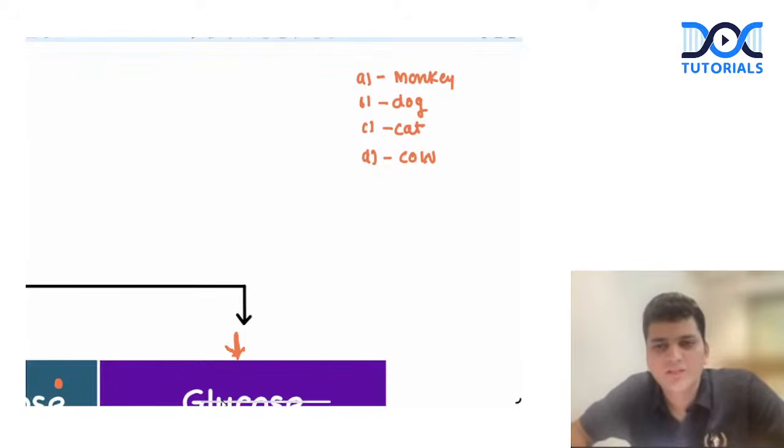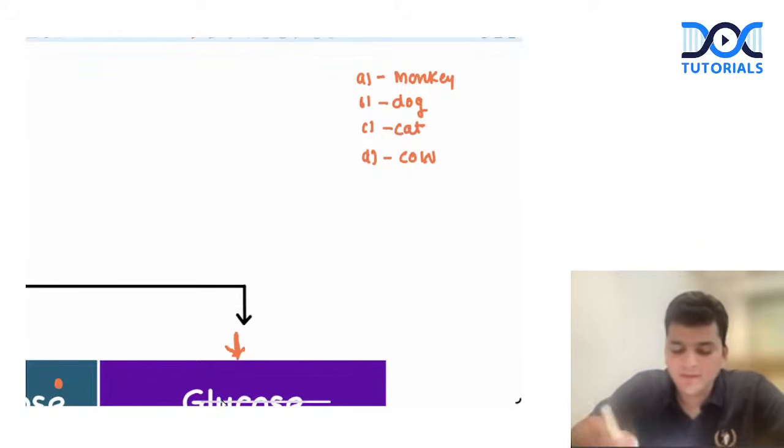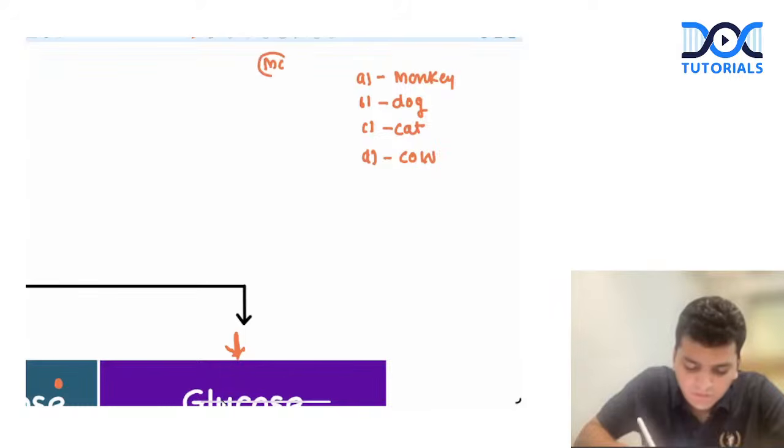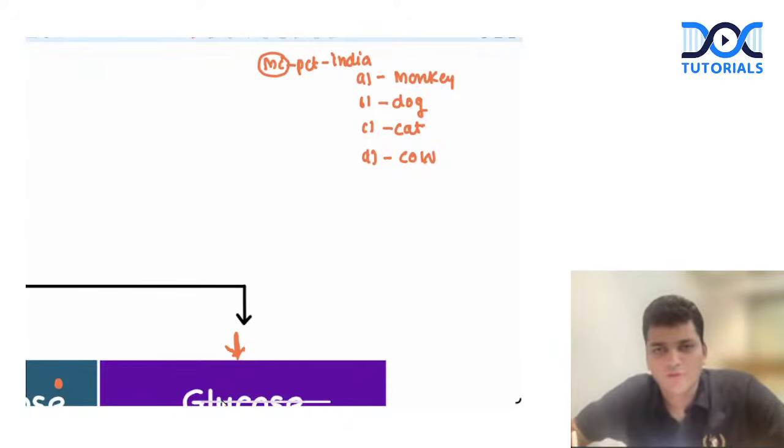My question is, which is the most common pet animal in India? What do you say? B or D? In India, which is the most common? See, definitely cat is not that common, right? In India, we don't have cat so commonly as a pet animal.